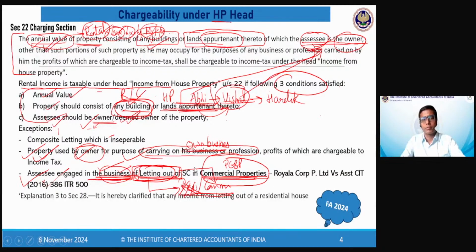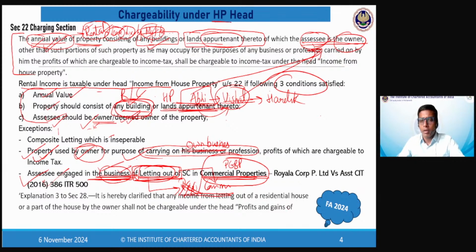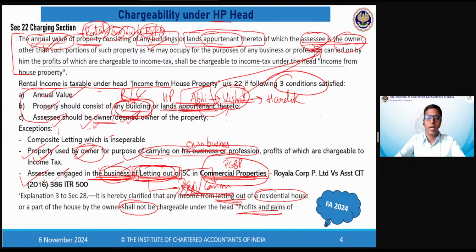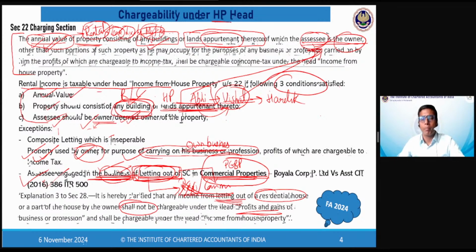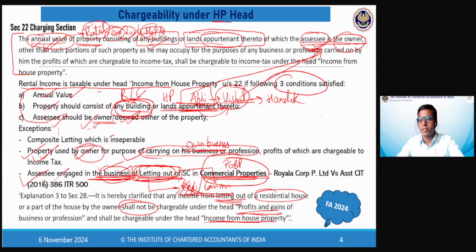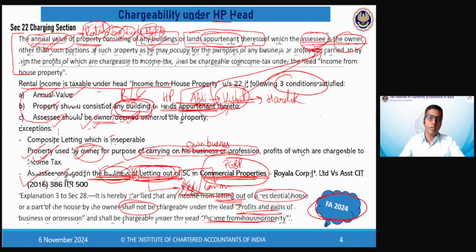However, you are in the business of giving residential properties on rent. So giving residential property on rent is your business. Now, from this year, this will not fall under the head business. It will be falling under the head house property. So this is the latest amendment by Finance Act 2024, which was passed after the election results.